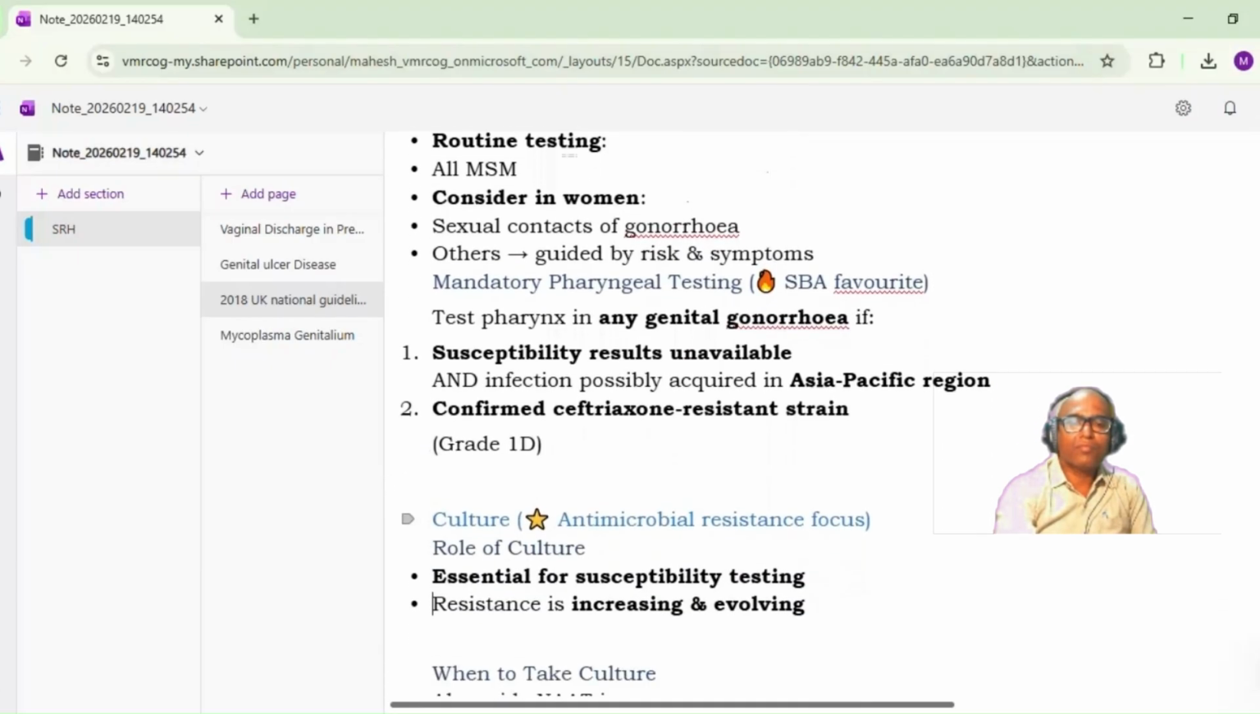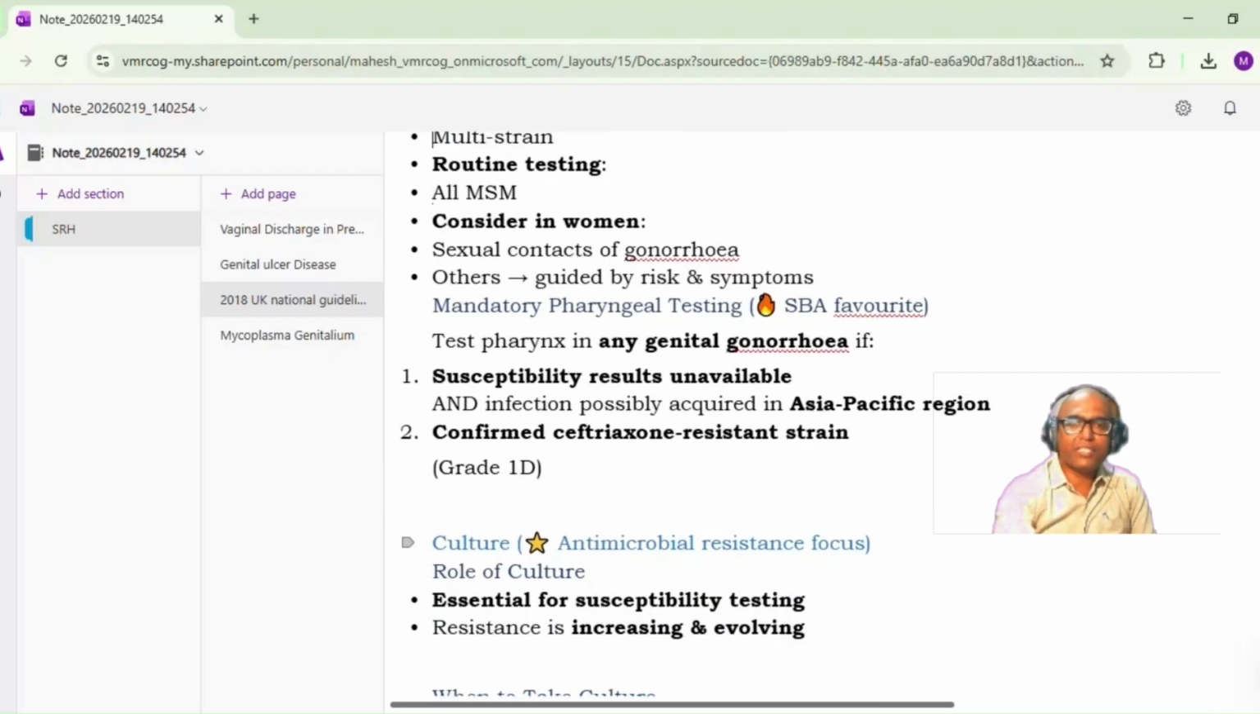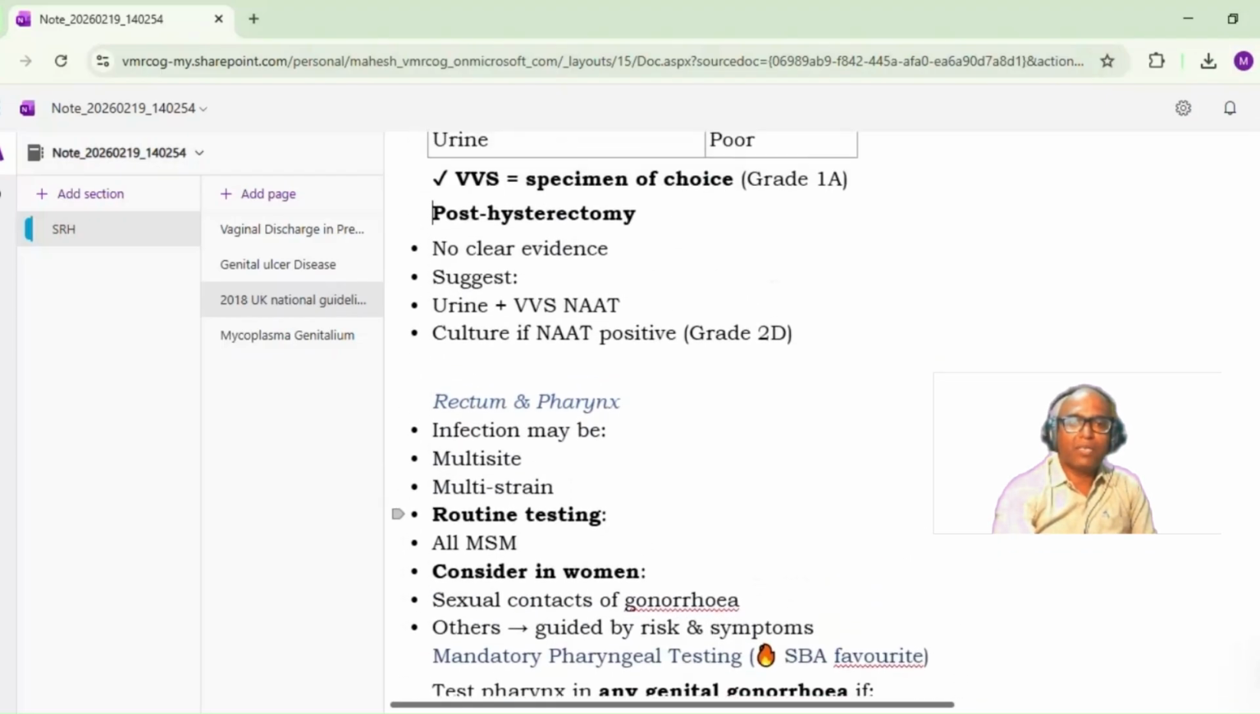Sir, in post-hysterectomy, please specify. Yeah. See, post-hysterectomy they have given, but this has not been asked. There is no clear evidence what exactly is to be tested, but urine plus vulvovaginal swab is taken for the NAAT. So again, NAAT is the test of choice, but vulvovaginal swab plus urine. Okay, and culture if the NAAT is positive.